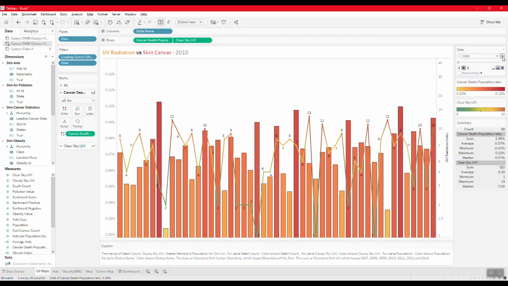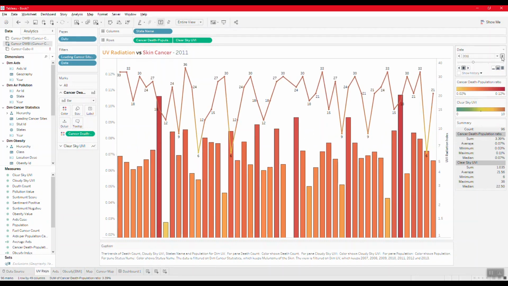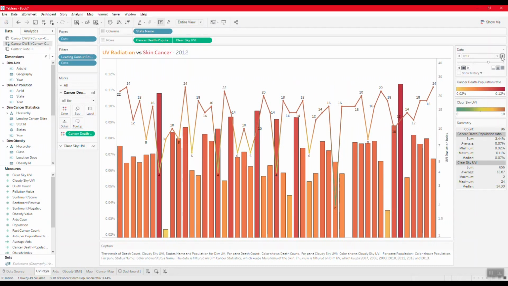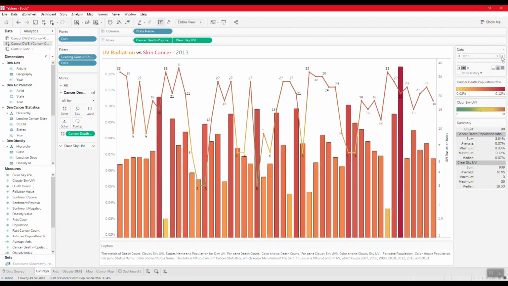UV radiation above 10 is considered harmful if exposed for a longer duration. We can clearly see that the measure of death is around 0.07% with the average UV radiation at 6.5. However, in due course of time, the UV radiation has risen significantly to 15+, and we can clearly see the rise of skin cancer as well, which leads to the fact that UV radiation has a direct effect on causing skin cancer, and we need UV rays precaution upfront.